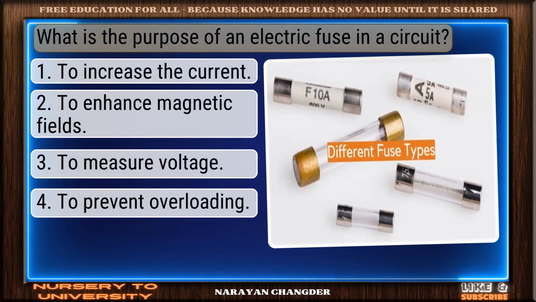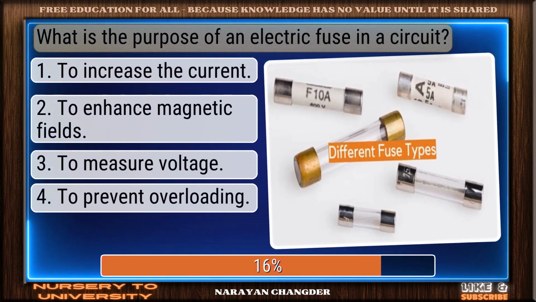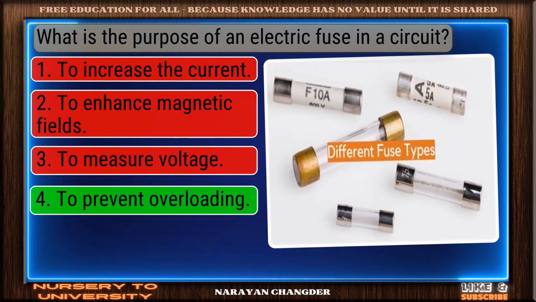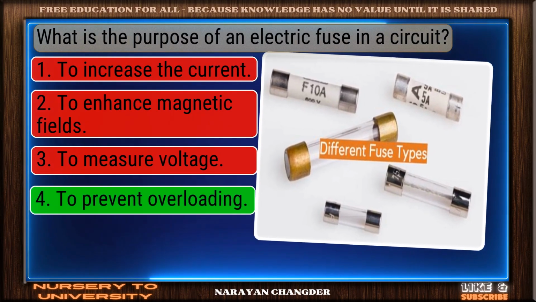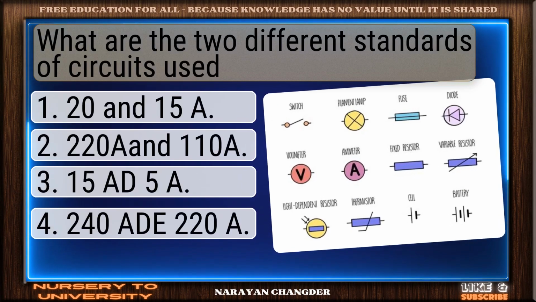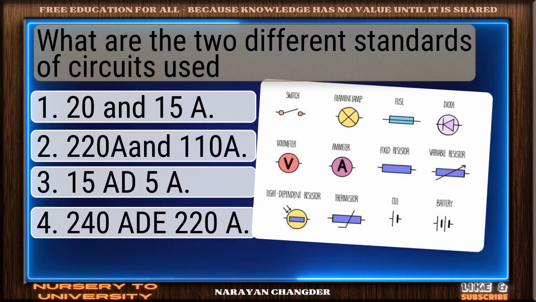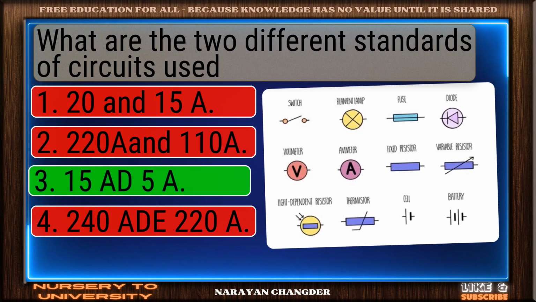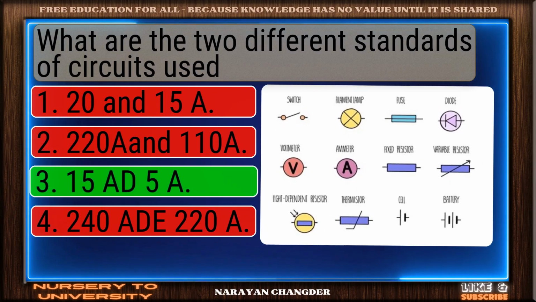What is the purpose of an electric fuse in a circuit? Good thinking. To prevent overloading is right. What are the two different standards of circuits used? On track. 15 at 5 is correct.